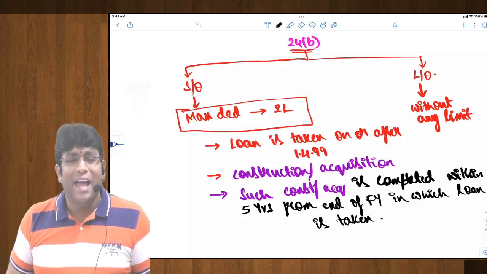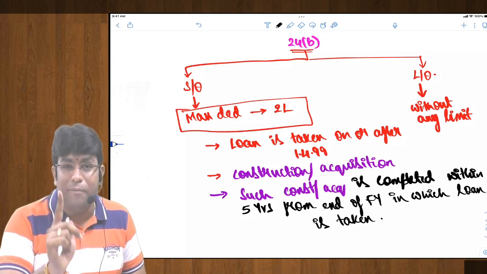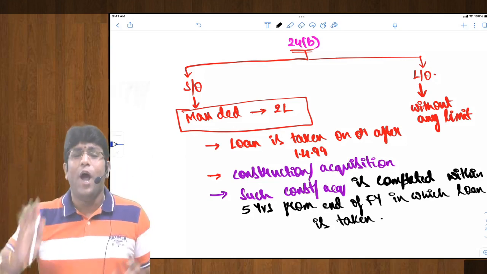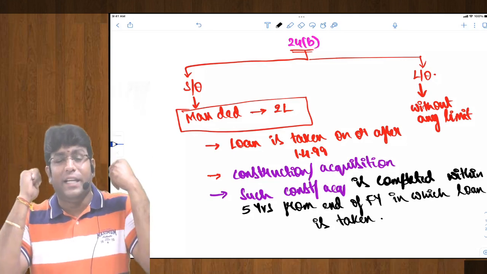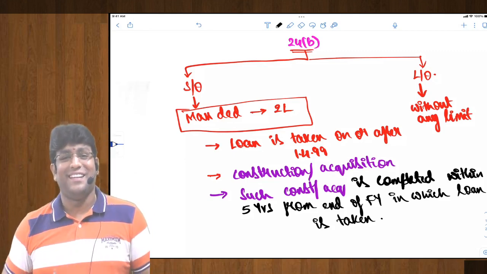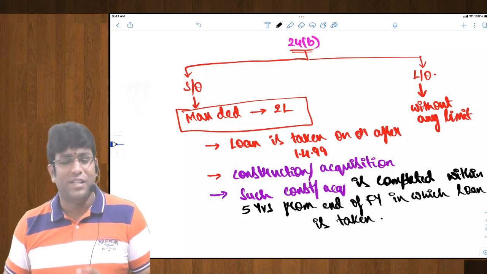Please understand that. And this concept of limits that we are talking about is only in the case of self-occupied property. If it is let out property, there is no question of limit. Whatever is your interest, happily take full deduction without any limits. Come on, let's move forward to the next interesting discussion, my dear friends. Let's proceed.